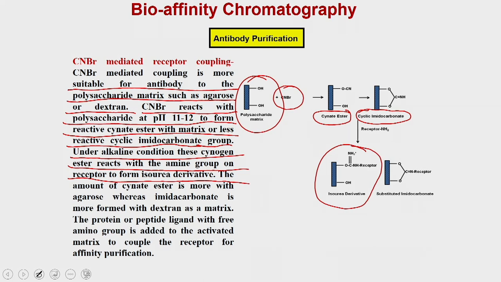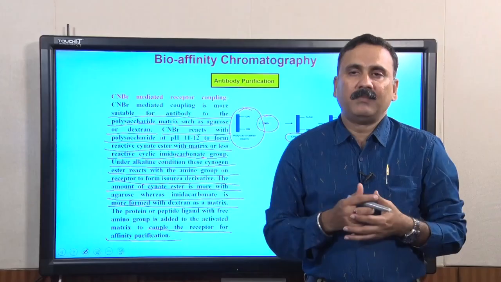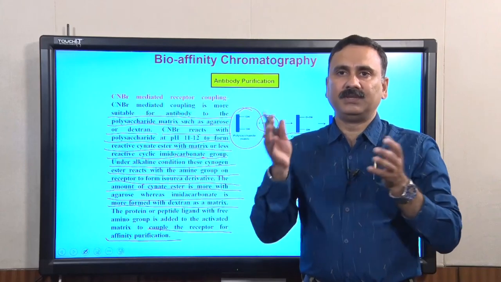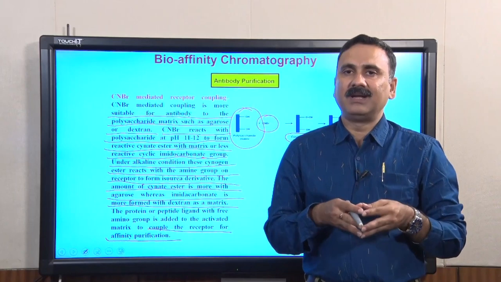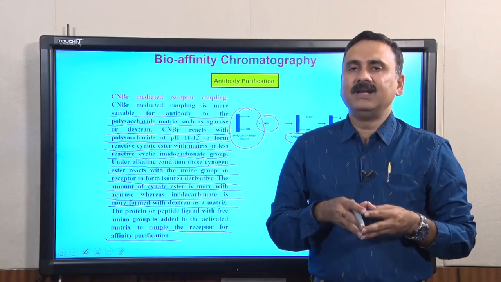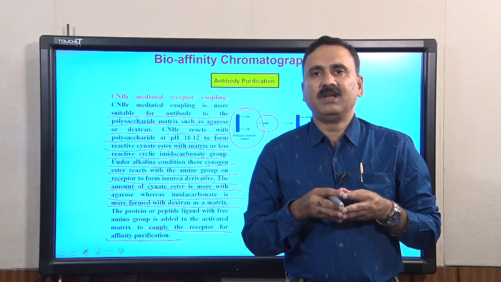The amount of cyanate ester is higher with agarose, whereas the imidocarbonate is formed more with dextran as a matrix. The protein or peptide ligand with a free amino group is added to the activated matrix to couple the receptor for affinity purification. As I said, CNBR can be added to the polysaccharide matrix, either agarose or dextran, and it is going to activate the matrix, and then ultimately the matrix is going to bind the antigen through the free amino group.